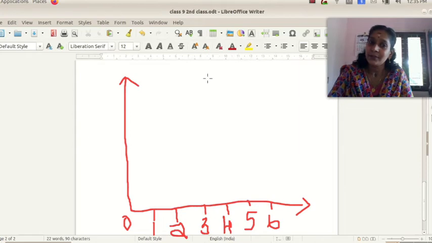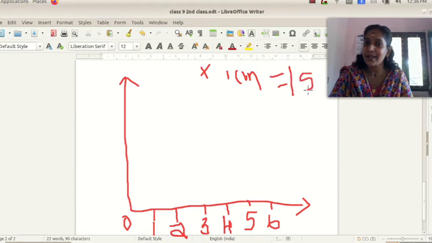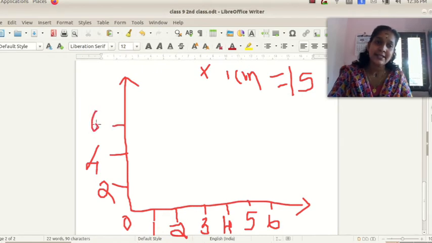So you should write like this: in the x-axis, 1 centimeter is taken as 1 second. And in the y-axis you should write like this: 1 centimeter is taken as 2 meter, isn't it? So here we marked the positions 2 and 4 and 6 and 8, isn't it?